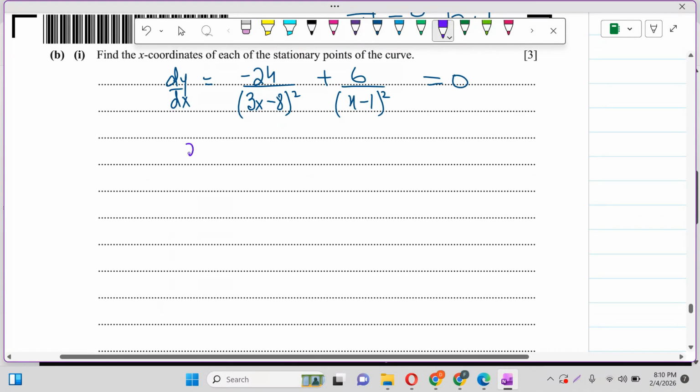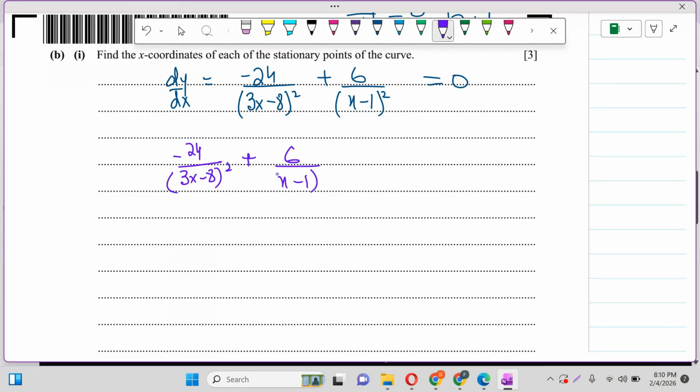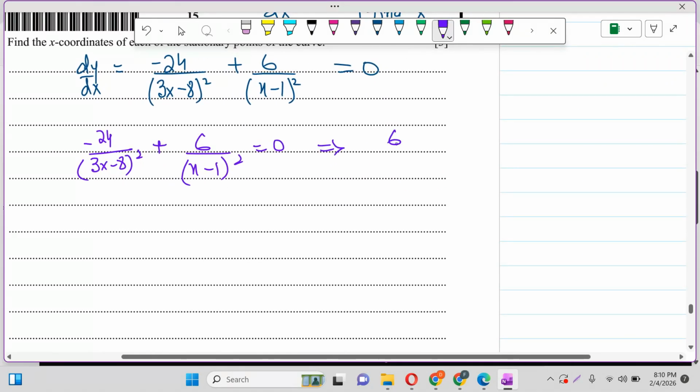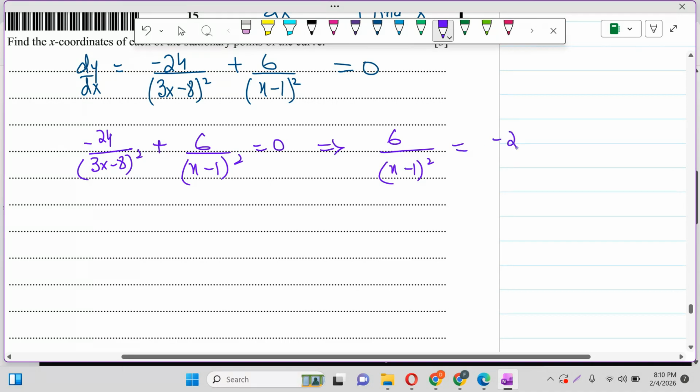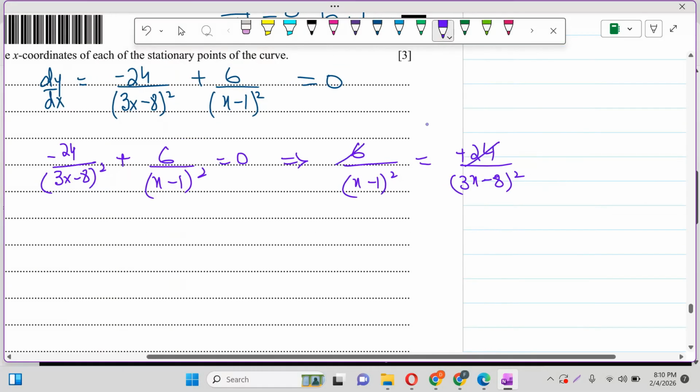So negative 24 over (3x minus 8) whole square plus 6 over (x minus 1) whole square equal to 0. Further solving, we will have 6 over (x minus 1) whole square is equal to positive 24 over (3x minus 8) whole square. This one will be equal to 4.